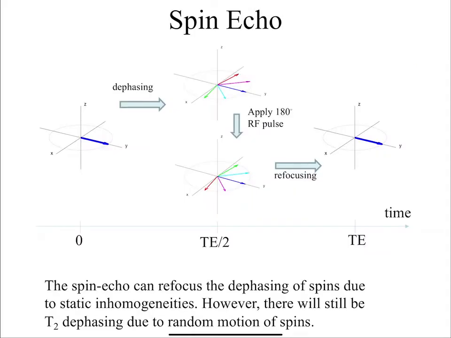So it turns out there is a trick that you can play. It's called a spin echo. Let's say we start off with our spins all aligned. After some amount of time, they get out of phase. So this spin is fast, this spin is slow, and this one is just right.